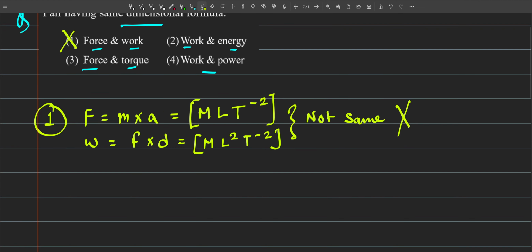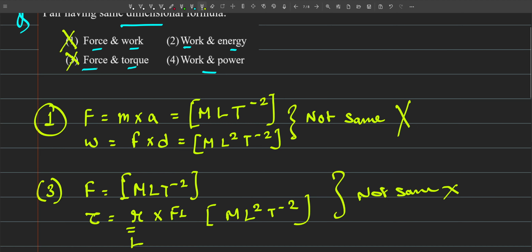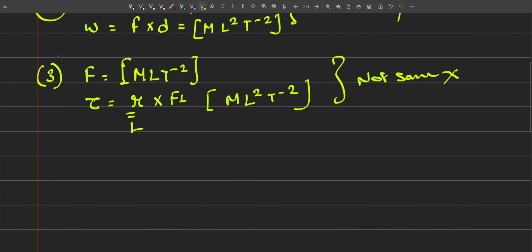And let's go to option number 3. So force again is MLT minus 2, and torque is actually the radius cross F perpendicular. So basically this is again similar to work, that is ML squared T minus 2, because this dimension is going to be L, this is the radius, and so again this is not the same. Option 3 also cancelled.